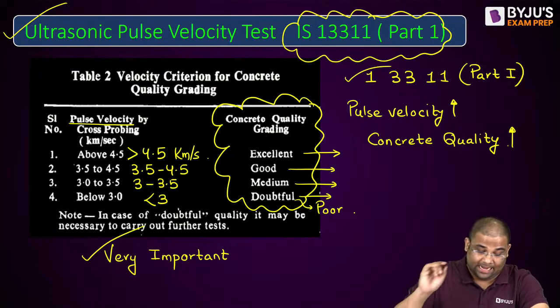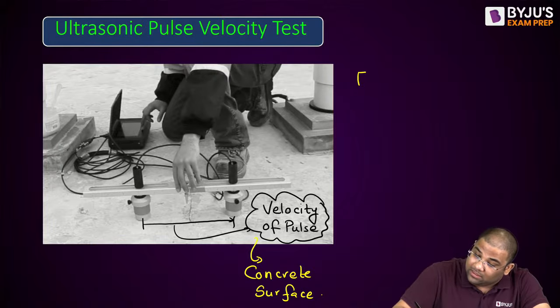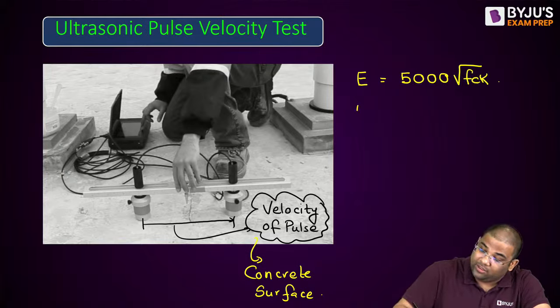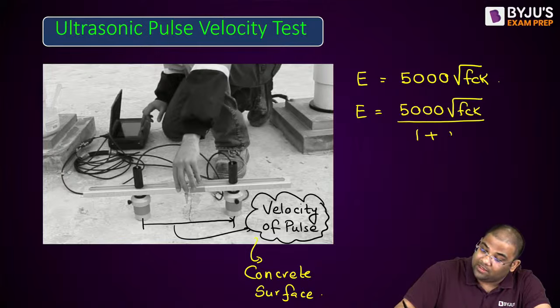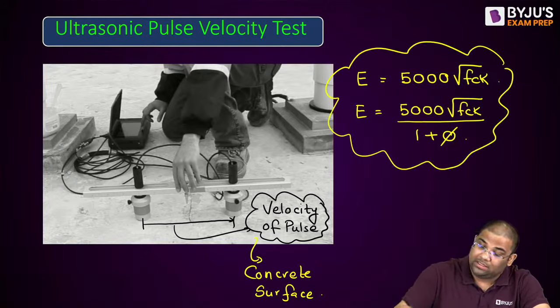Now, another aim of the ultrasonic pulse velocity test is to find the dynamic modulus of elasticity. We know the modulus of elasticity of concrete as 5000 root fck. This is the short term, and long term is 5000 root fck divided by 1 plus phi, where phi is the creep coefficient. This is for static loading.